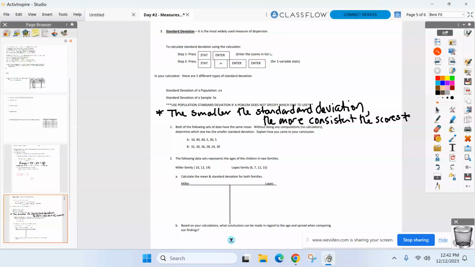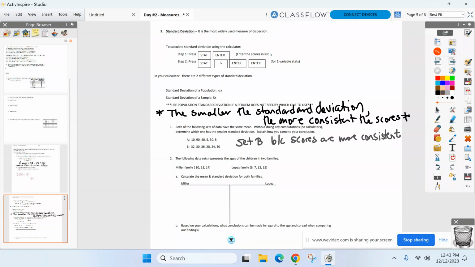So if you look here at question number 1, I don't want you to calculate it. Just look at them. Which one's going to have the smaller standard deviation? If you look at those scores, which one's going to have the smaller one? The ones that are more consistent, which would be set B, right? So set B, because the scores are more consistent. Okay, so the smaller that number is, the more consistent your scores are.